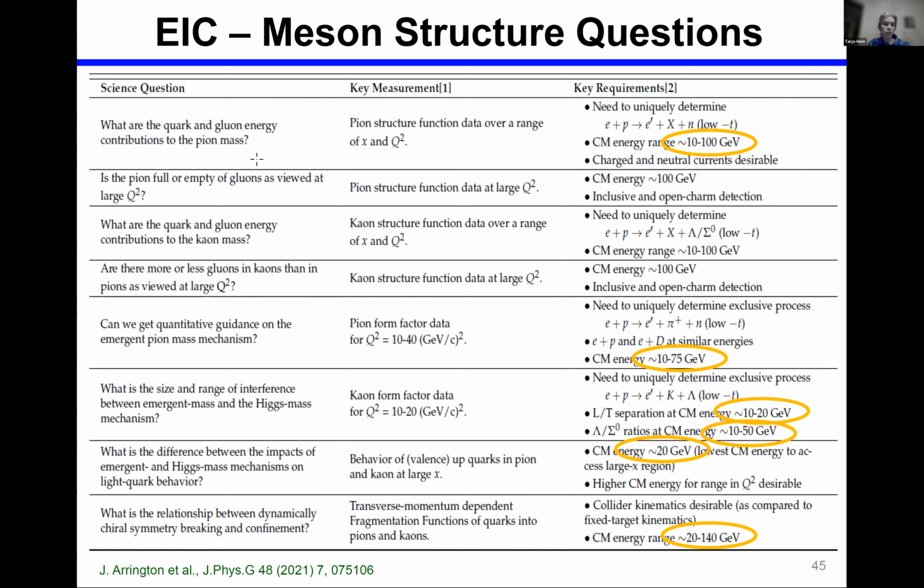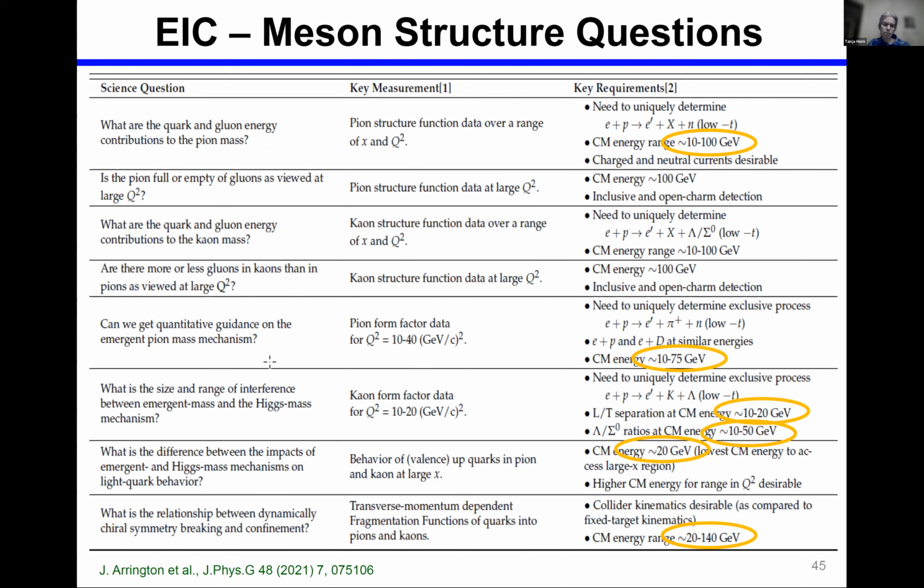So is there a quark-gluon energy contribution to the pion mass? We talked about pion structure function data over a range in x and Q squared. That's something that the ESC will provide. I talked about the question here of getting quantitative guidance on the emergent pion mass mechanism. And that would be done through the pion form factor measurements at the ESC. And I mentioned the range between 10 and 40 GeV in Q squared at ESC.